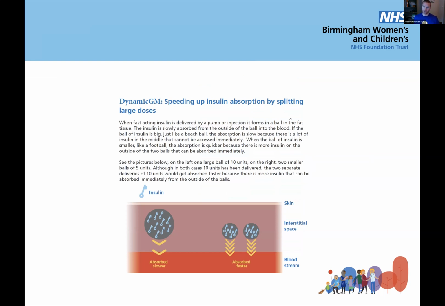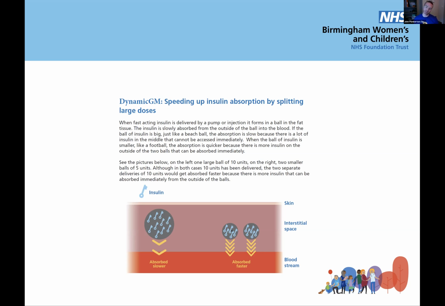Another insulin one to consider is how insulin works when you either inject it or give it via a pump. It goes not into the blood, but into the subcutaneous part, below the skin, not quite to the blood, in a place called the interstitial space. If you put a big blob of insulin in, let's say 20 units here, there's not much surface area for the insulin to get absorbed. So a lot of it sits in the middle and takes a while to get absorbed.